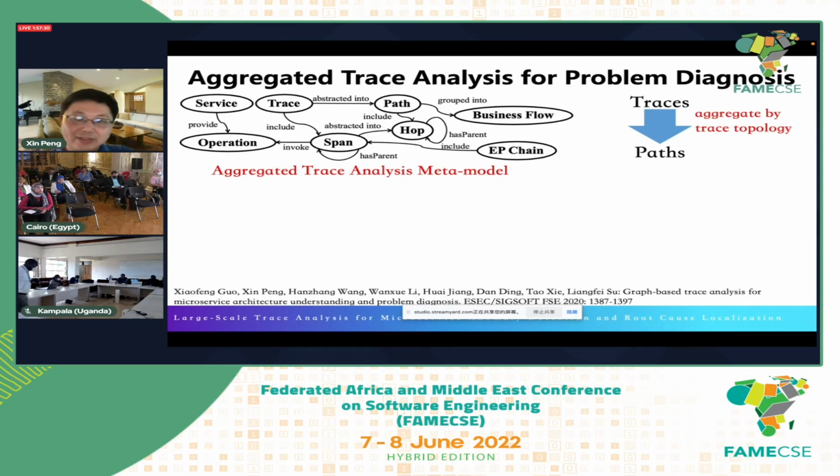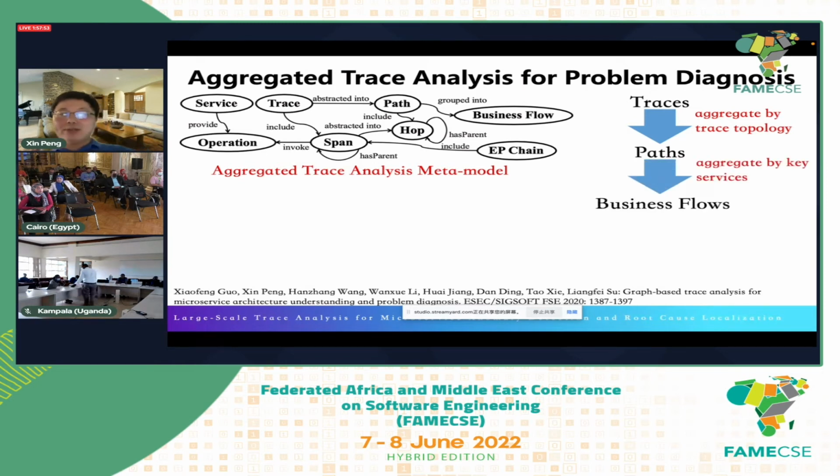So at the first level of aggregation, we can aggregate the traces by trace topology. That means those traces with exactly the same trace topology will be grouped together. We call it a path. So a path means a set of traces having the same trace topology. Even after we have done this kind of aggregation, the number of paths is still very huge. So we have the second level of aggregation.